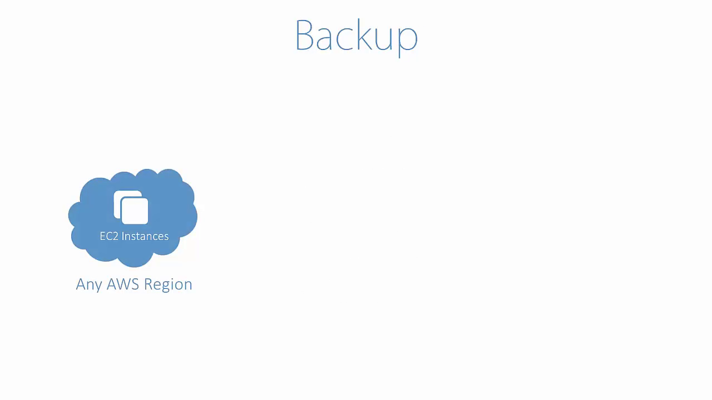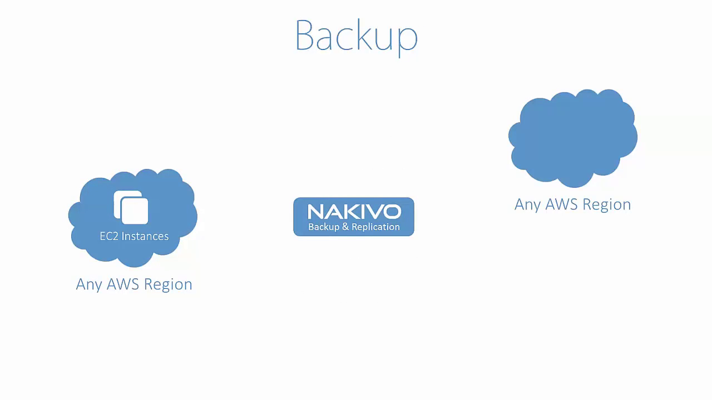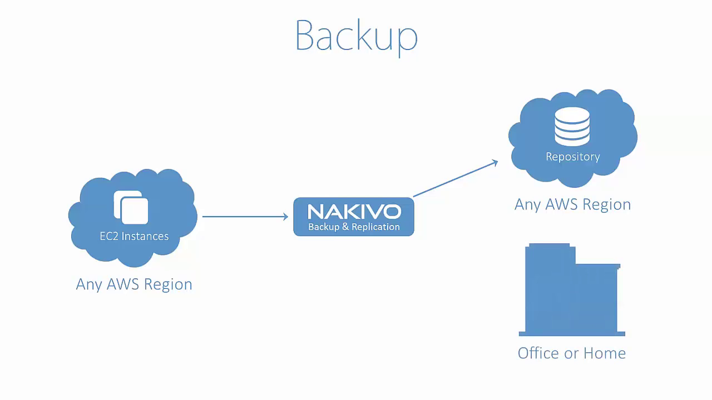Backup of EC2 instances. You can backup your instances from any AWS region to another region or to the same region with NAKIVO Backup and Replication. You should just have a backup repository in this region. Alternatively, you can backup your instances to the on-premise location.